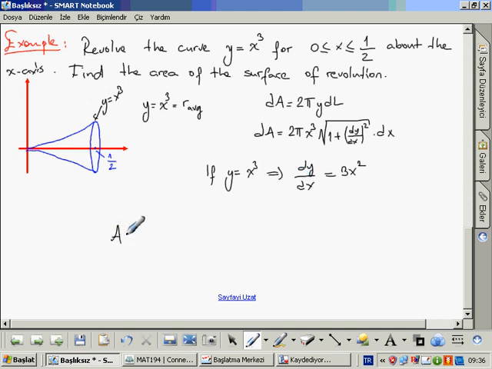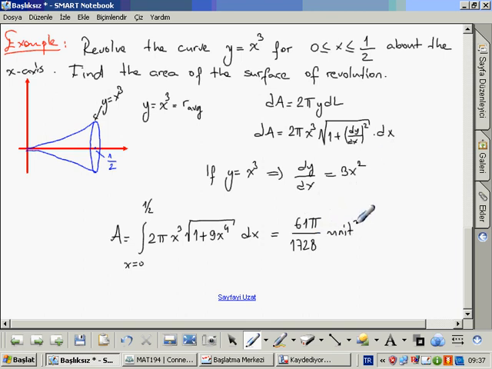Okay, and the total surface area, it starts from x equals 0 and the ended point 1 over 2, pi times x cube square root of 1 plus, okay, 9 times x to the 4 del x. Okay, and when you calculate it, you will find 61 pi over 1728 units square.